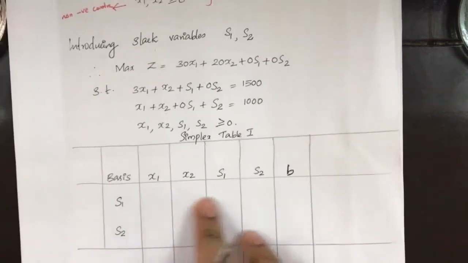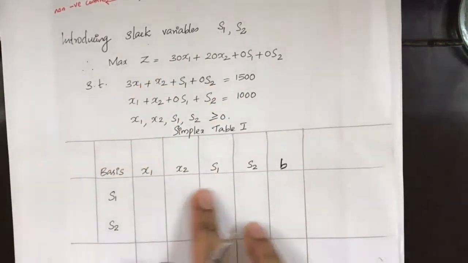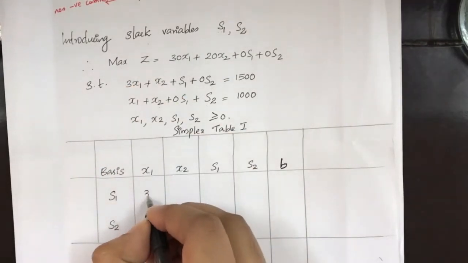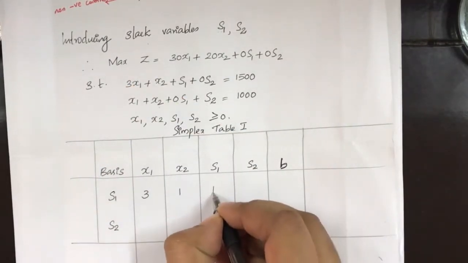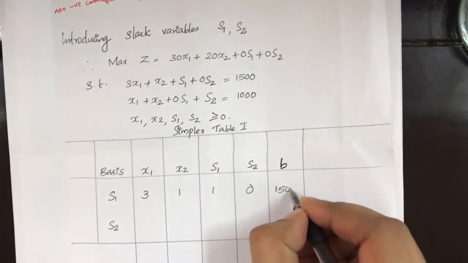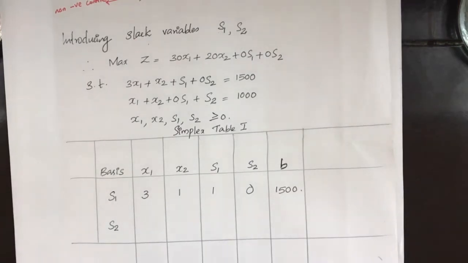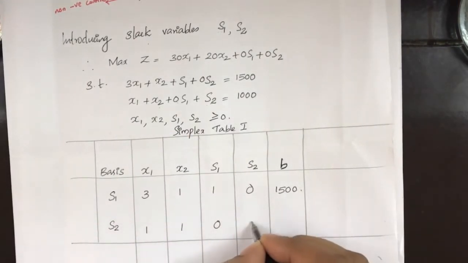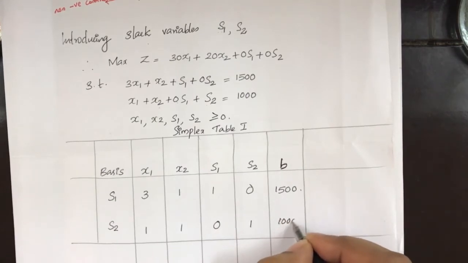Then I am writing the coefficients of the equations in this table. The first equation: coefficient of x1 is 3, x2 1, s1 1, s2 0, b is 1500. The second equation: 1, 1, 0, 1, and 1000.